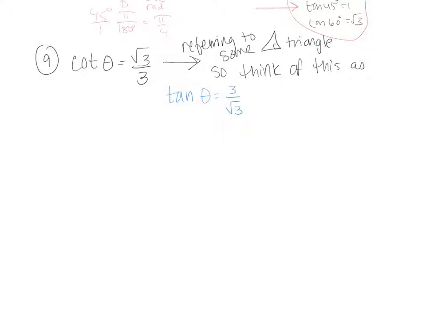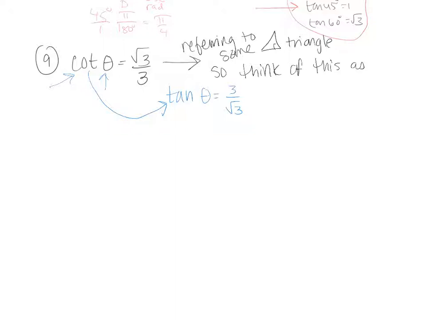Okay, so number 9 gets a little bit harder. When it says cotan of theta equals root 3 over 3, what is the angle? And we want an exact value. 30, 45, 60, I don't know, right? What we do know is that we're referring to the same triangle. It's easier to work with sine, cosine, and tan. Since the reciprocal of cotan is tan, and we're referring to the same triangle, that's what we're working with.